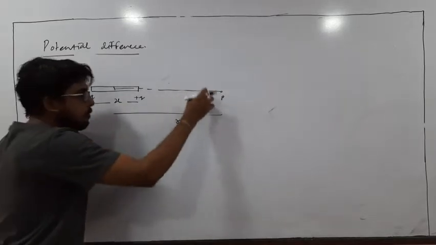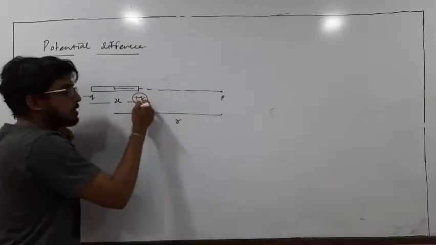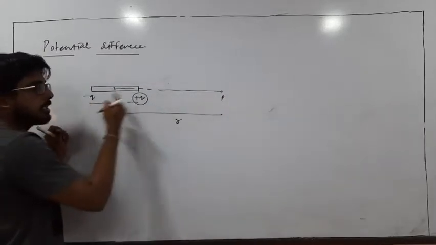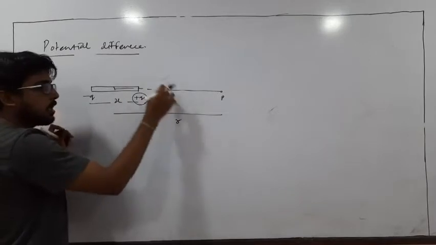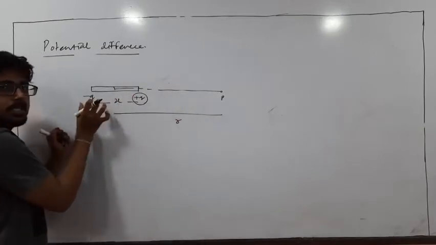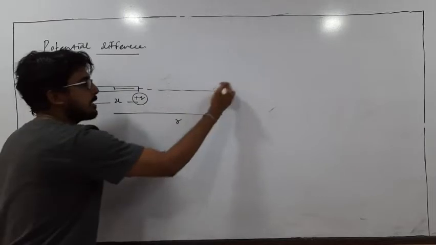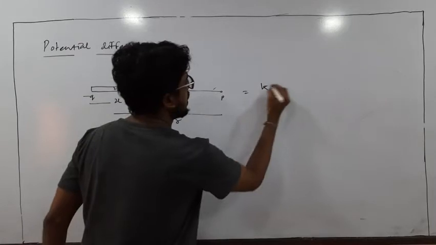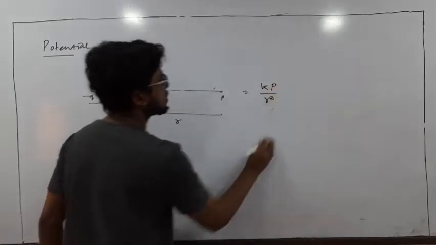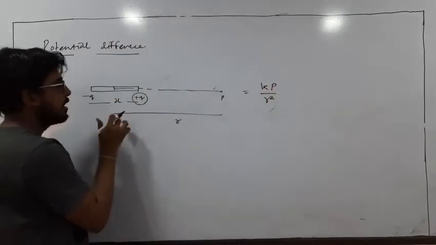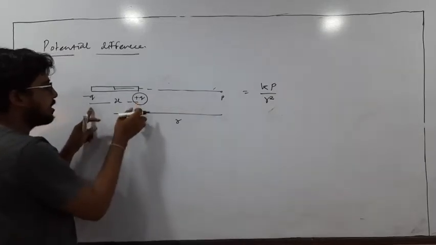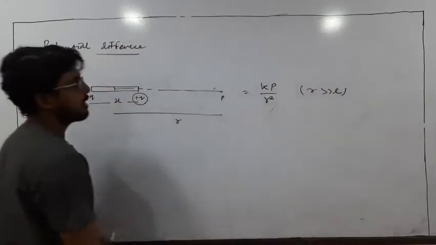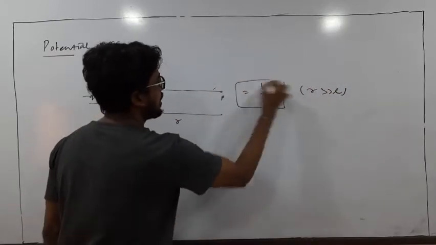We already know the potential at this point due to the positive charge, which we can calculate. Then we have to find the potential due to the negative charge, because during the calculation of potential we have to take the charge with its sign. Then what will be the net potential at this point P? We already discussed it in detail in the previous lecture. So it will be Kp by r square, for the ideal dipole case, when the distance r is very large in comparison to the length L of the dipole. The potential at this point will be Kp by r square.